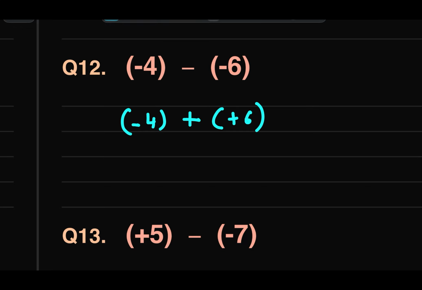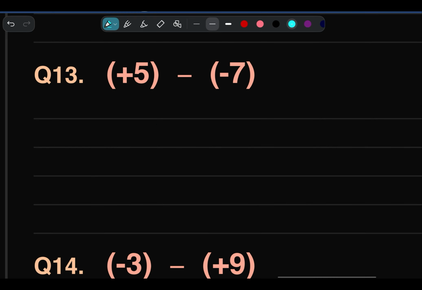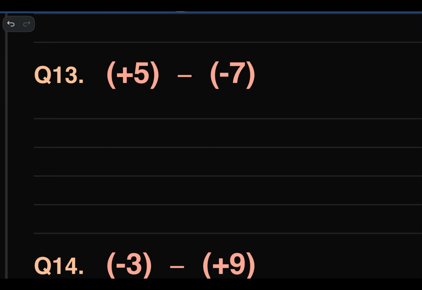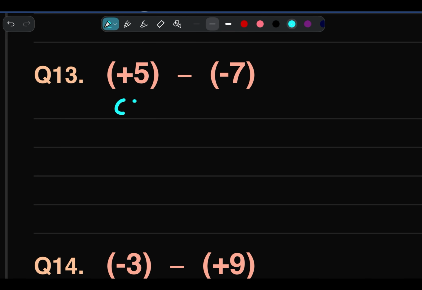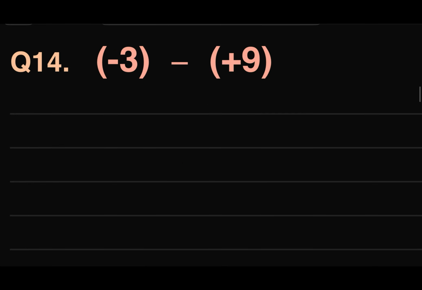Now this is our usual integer rule we have to follow. One is plus, one is minus. We subtract, we get 2, sign of the greater number. Question number 13. Again, keep, change, change. Keep plus 5, change, change. Now this becomes plus 5 plus 7. We add and write the plus sign.